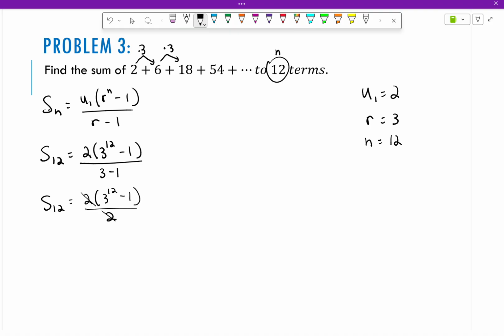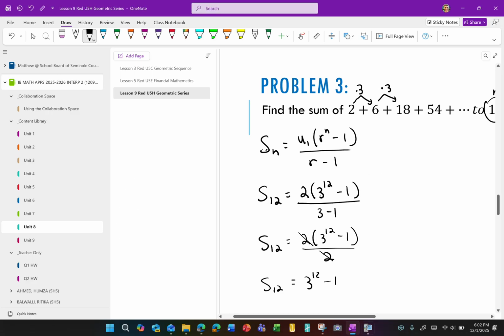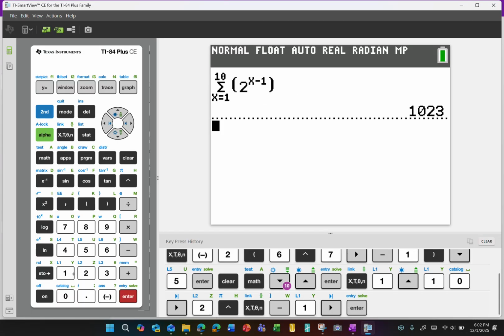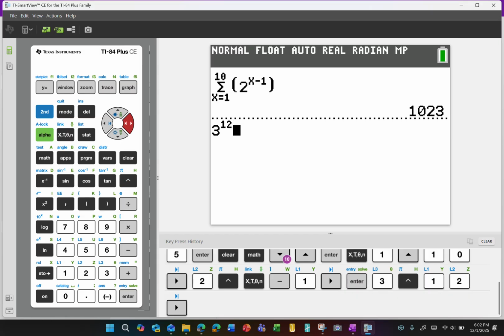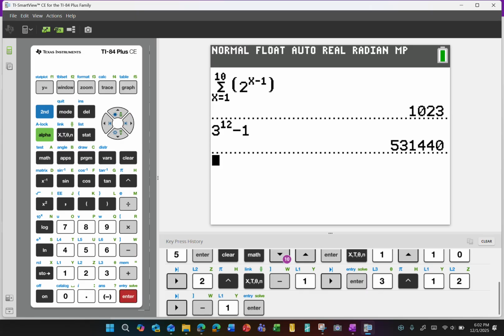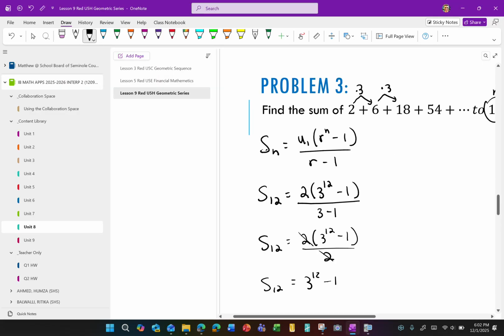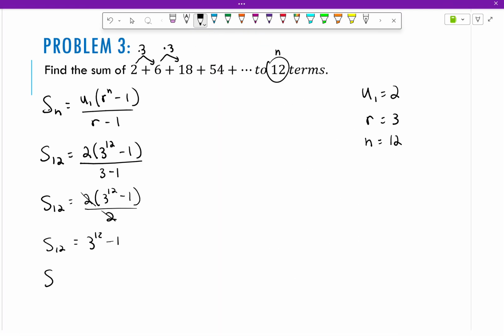And then I can see that these could actually cancel out. And then it's going to go to my calculator. 3 exponent 12, minus 1, gives me 531,440. And that would be the sum of the 12 numbers that are in this series.